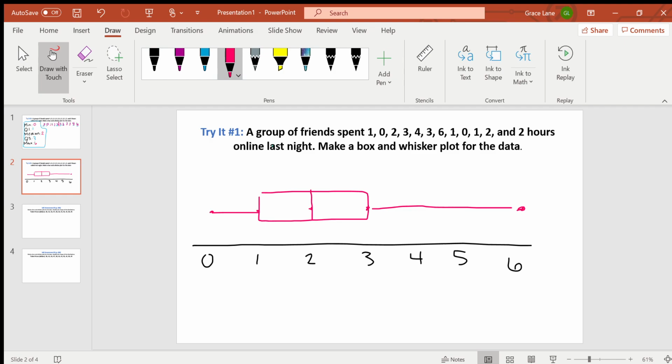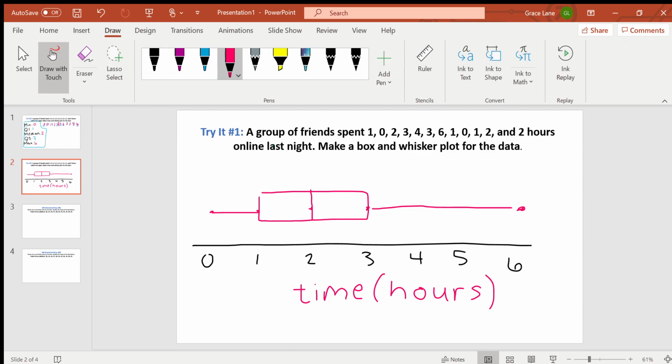If you look at this, it's showing you that half of your data falls in between your box, and then 1/4 are on either side, shown by the whiskers. And the longer the box is, the more your data is spread out. The only thing I forgot is that you need to label your number line. Down here, these numbers stood for the time, and we were measuring in hours. So that's your box and whisker plot. We're going to do one more.